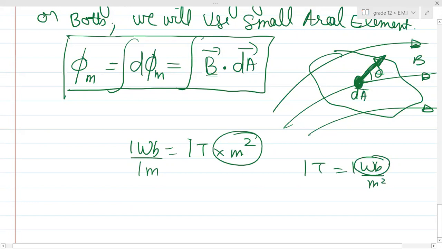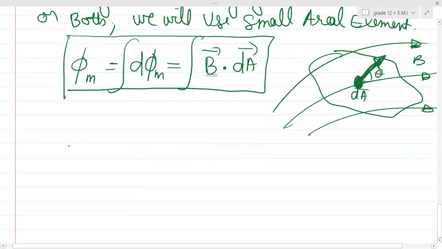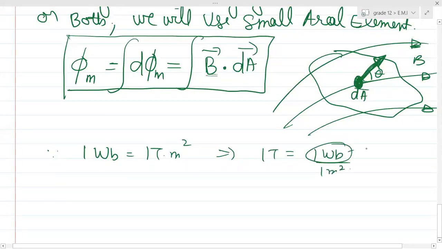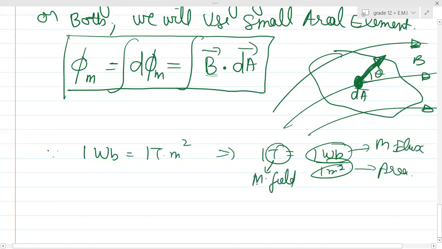So this is magnetic flux, and I am calculating the surface density of magnetic field. A very important point: since 1 Weber is 1 Tesla into meter square, that implies 1 Tesla can be written as 1 Weber upon 1 meter square. Magnetic flux divided by area is the magnetic field. So magnetic field intensity can also be termed as flux density.